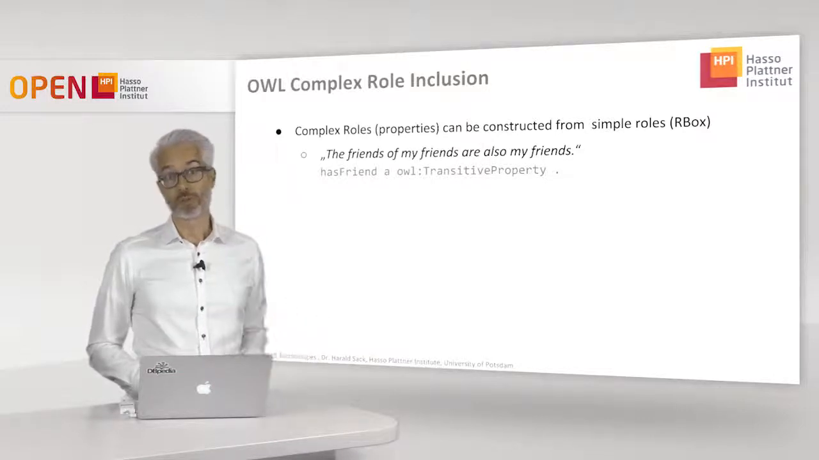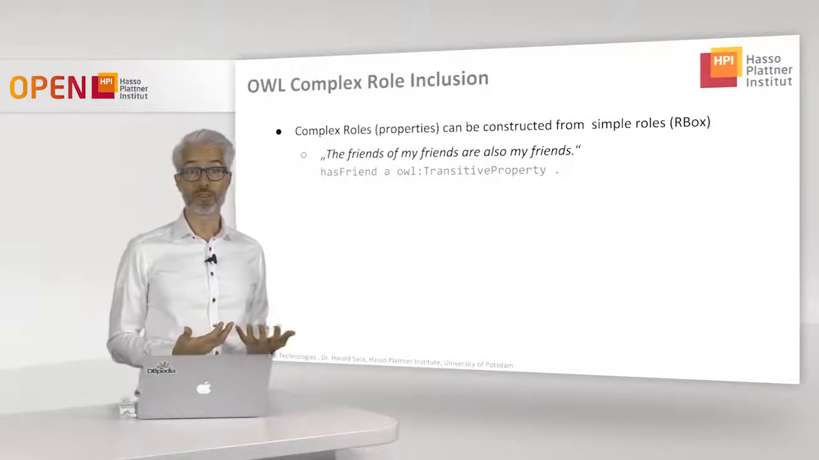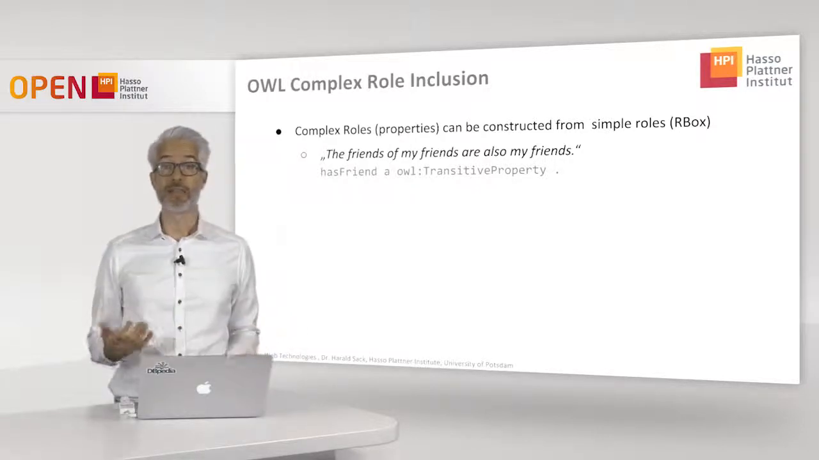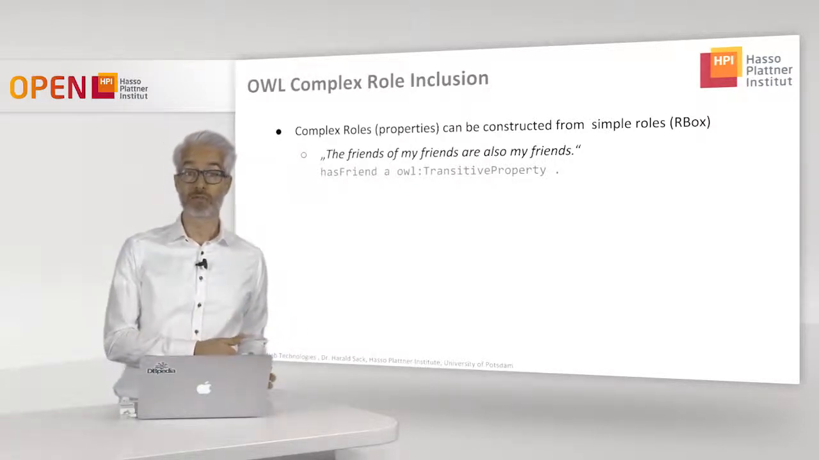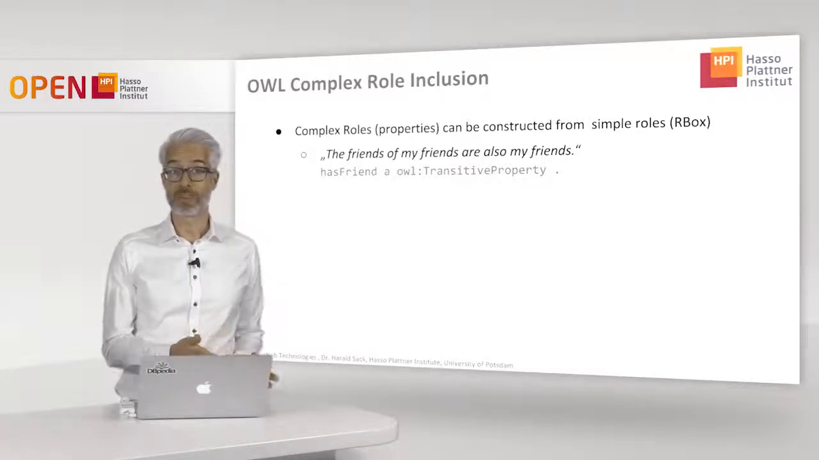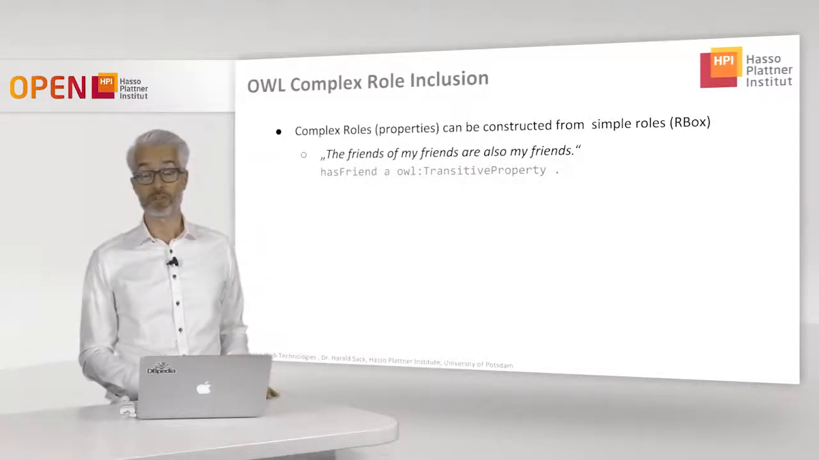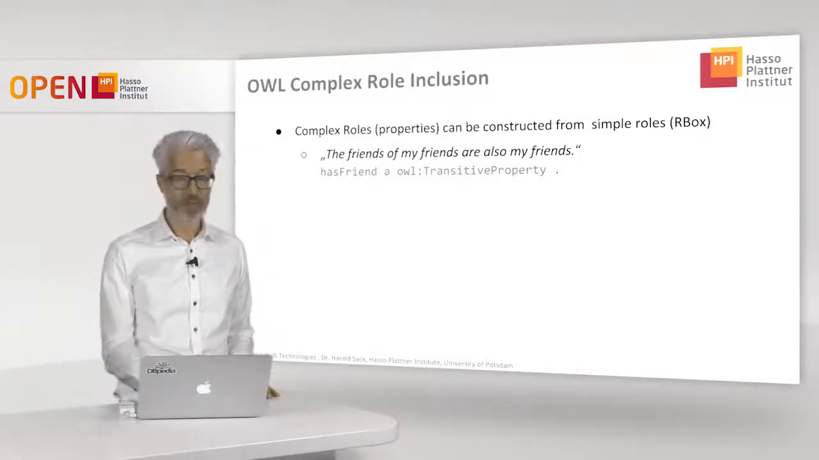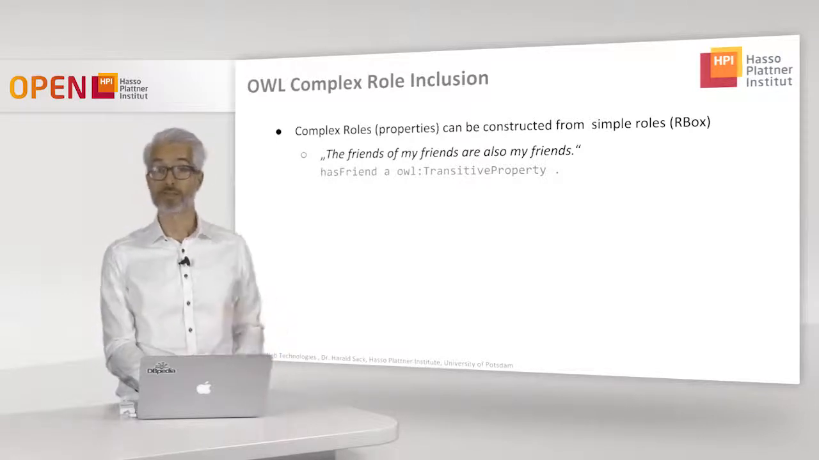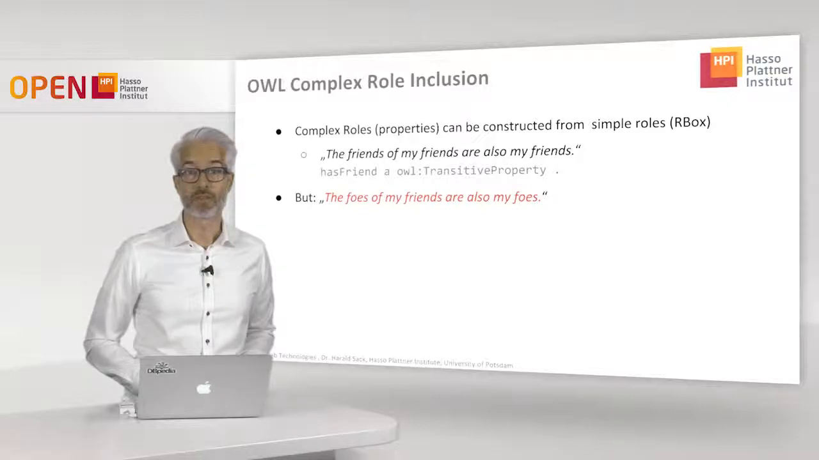Of course, for that I do not really need a general role inclusion, because here it's sufficient if I simply declare that the property has friend is a transitive property. If I declare this property transitive, then it means the friends of my friends are also my friends. Okay, let's look at a variation of that. The foes of my friends are also my foes.